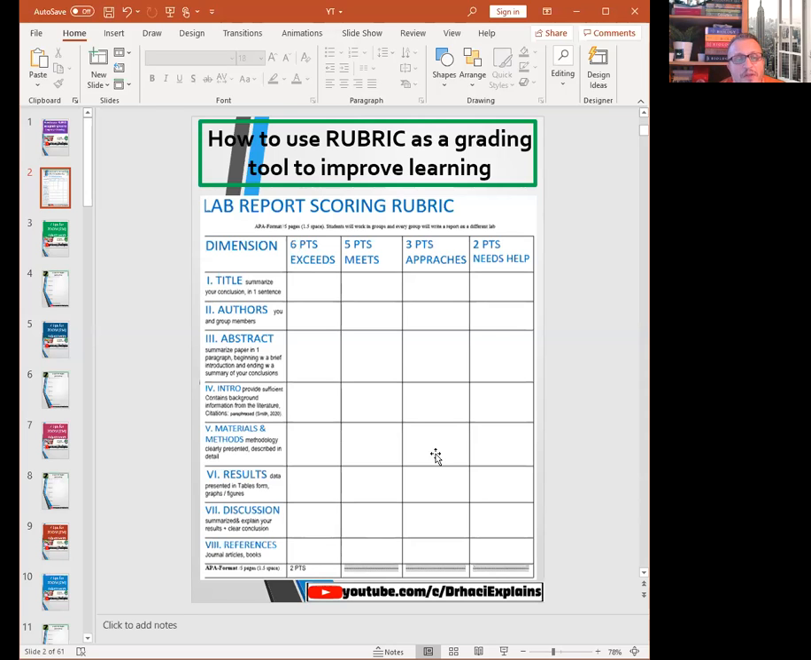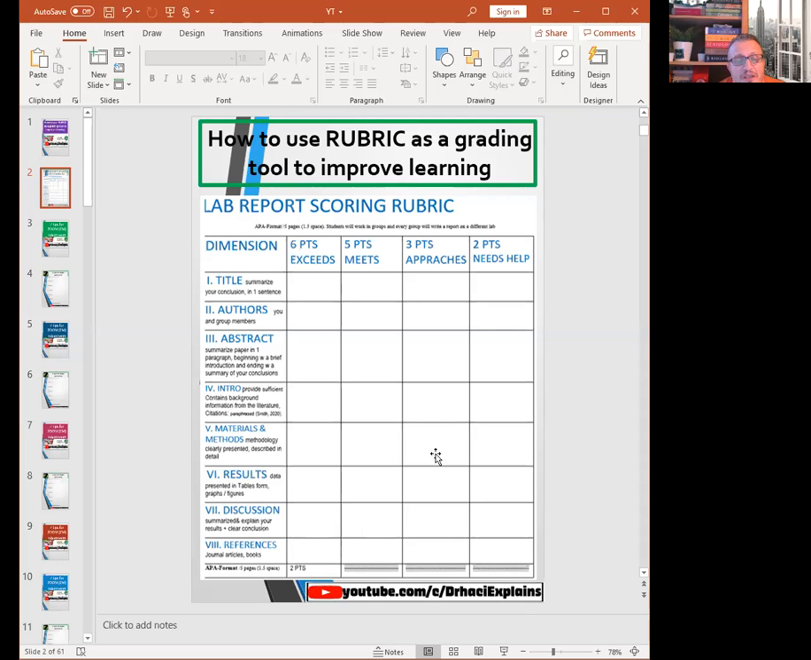Fifth, materials and methods. That's the methodology that you used to do those experiments in the lab. You just briefly describe them, and any materials or chemicals used also go here. Sixth is results. Maybe the most important section in the lab report is the results, because that's your own data that you collected and presented in tables, figures, images, graphs. You can use Excel to generate a graph. So the results are the most important section.